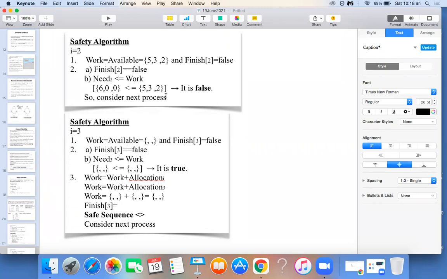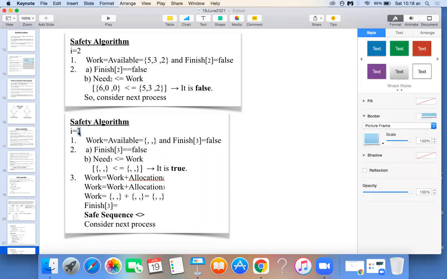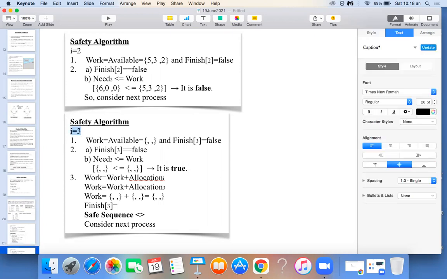So if the second step is not satisfied, if false, what do we have to do? So go back to the next process. So consider the next process. So that's why I have written I is equal to 3. So I am considering the next process. So do the same thing.